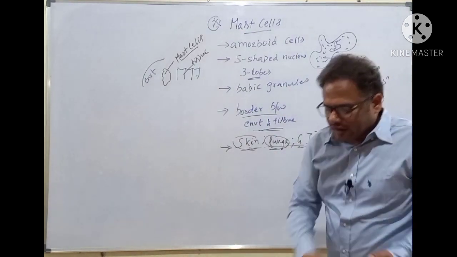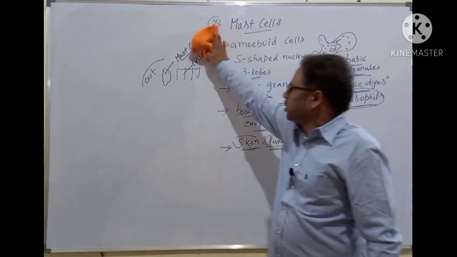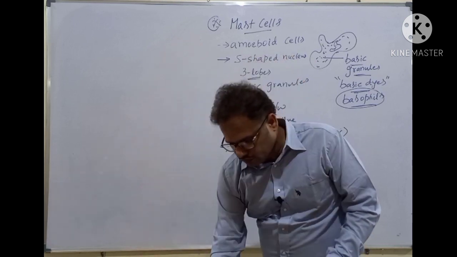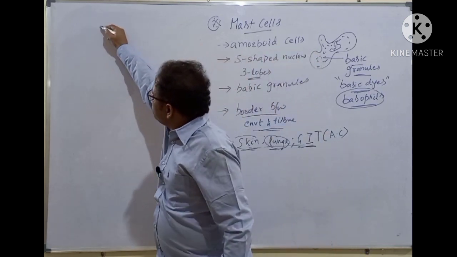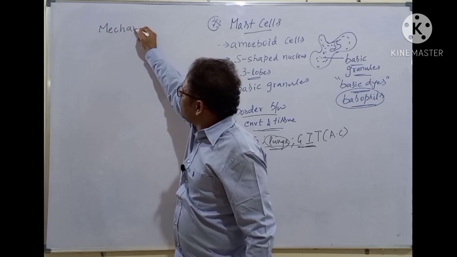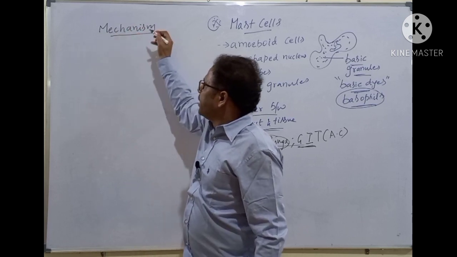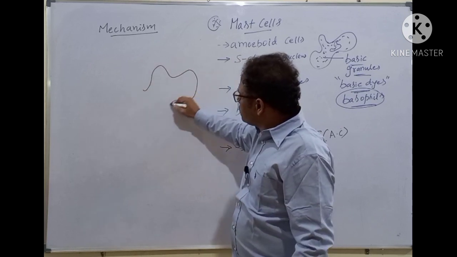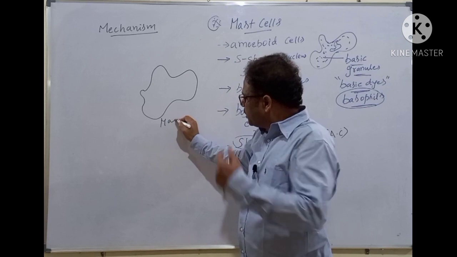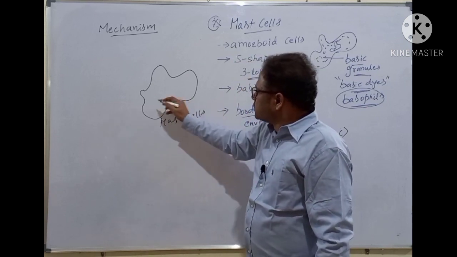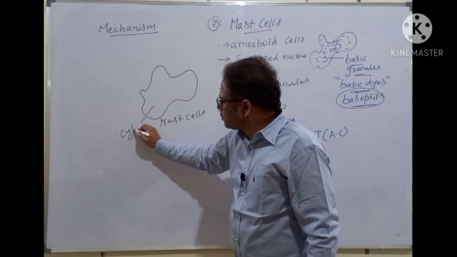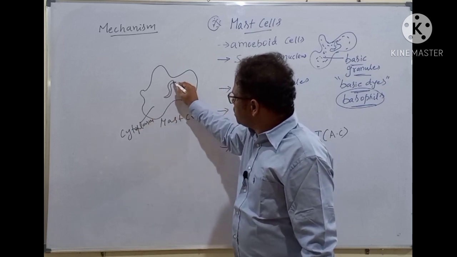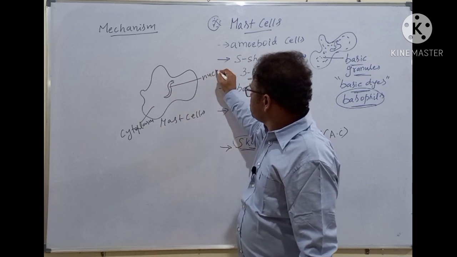Next one is, what is the mechanism of action of mast cells? Let's discuss now. How do they function, what is the mechanism of operation of mast cells? This is a mast cell, amoeboid in shape. This one is a mast cell. Cytoplasm, a nucleus is there, S-shaped nucleus. This is a nucleus, of course.